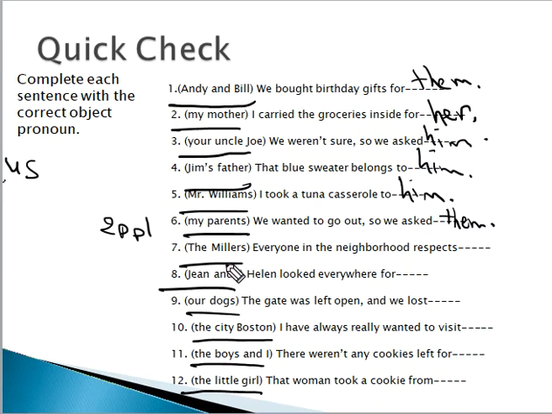The Millers, like the family. So that means we're talking about more than one person. Everyone in the neighborhood respects them as well. Jean and I. Oh, here I'm involved. Helen looked everywhere for. There you have it. Us.